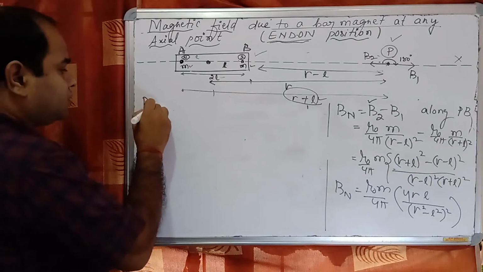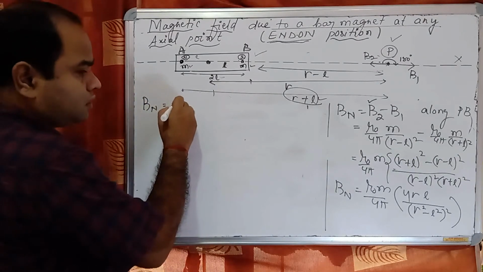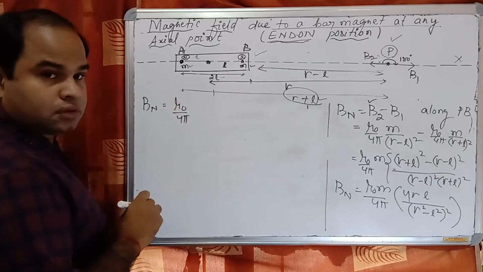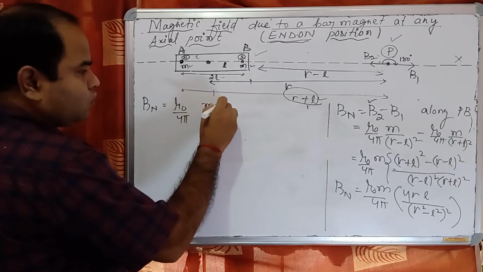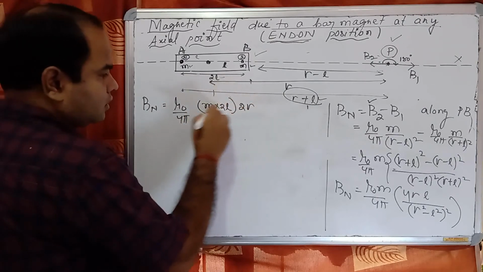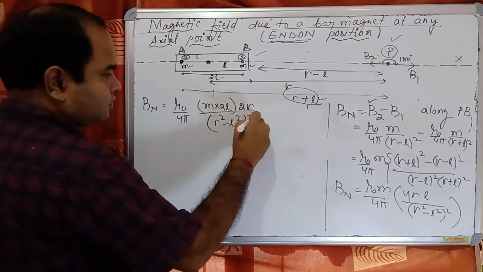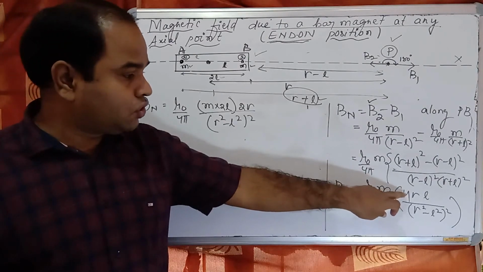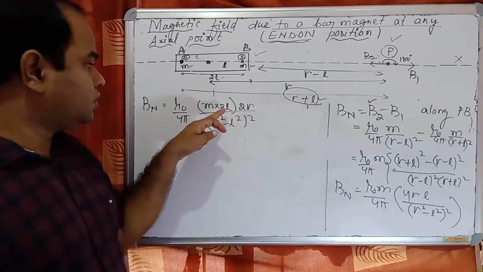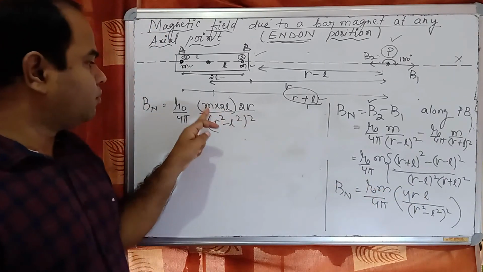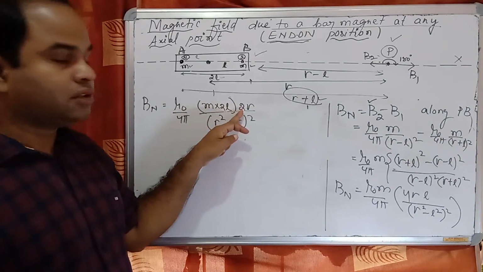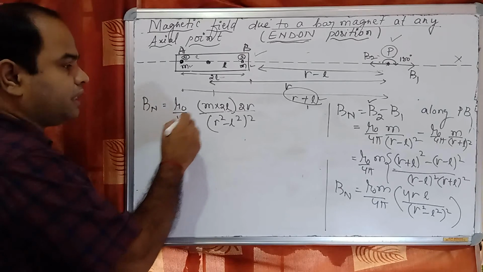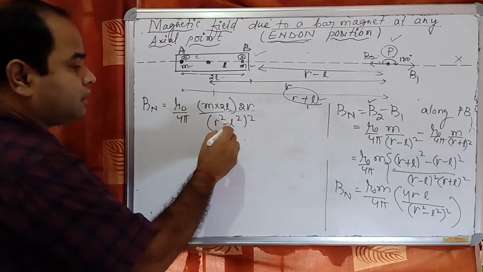Okay, so B net is equal to mu naught by 4 pi into m into 2l into 2r divided by r square minus l square whole square. Multiply the first 2 with l, that is 2l, so m into 2l, and the other 2 that remained outside is 2r.